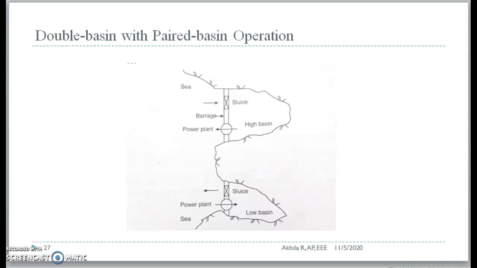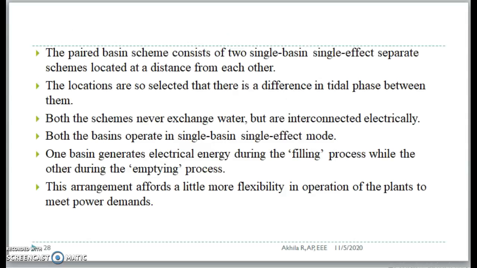And here you have the double basin with paired basin operation. Earlier the basins were linked, but here they are only paired, which means working simultaneously or working in parallel. So in effect, it is like having two single basin, single effect plants. So let's see the double basin with paired basin operation.